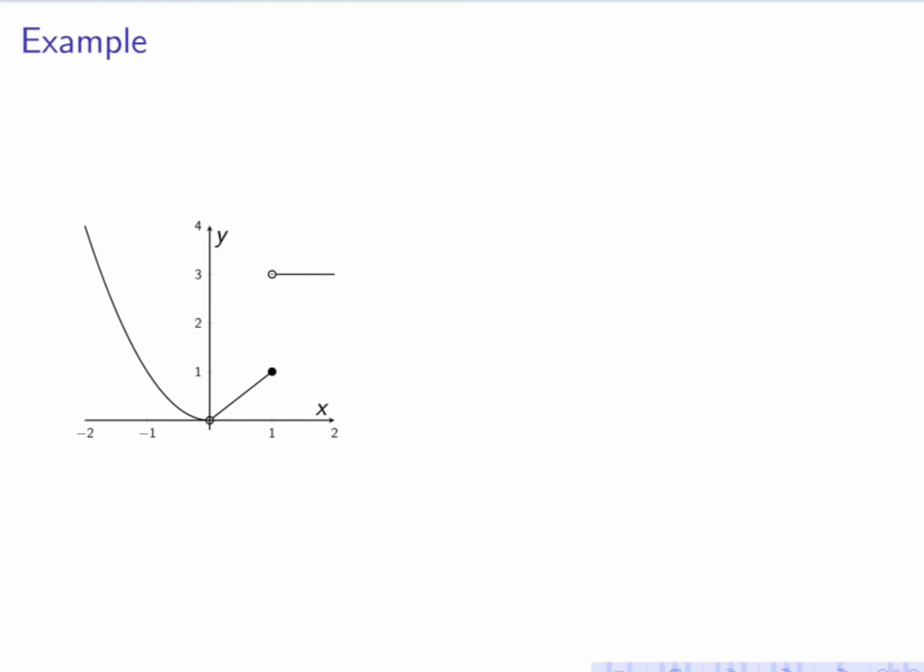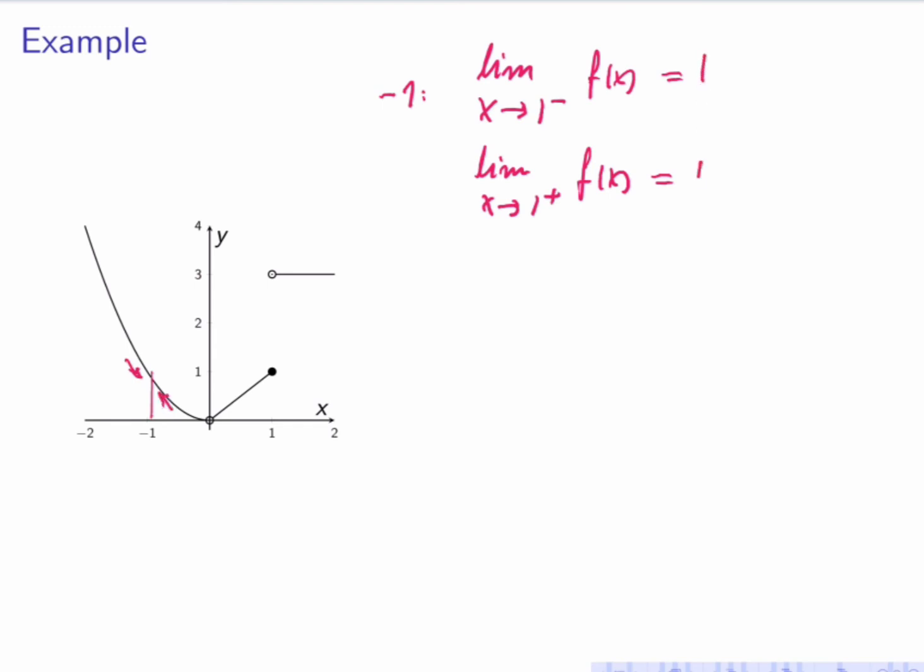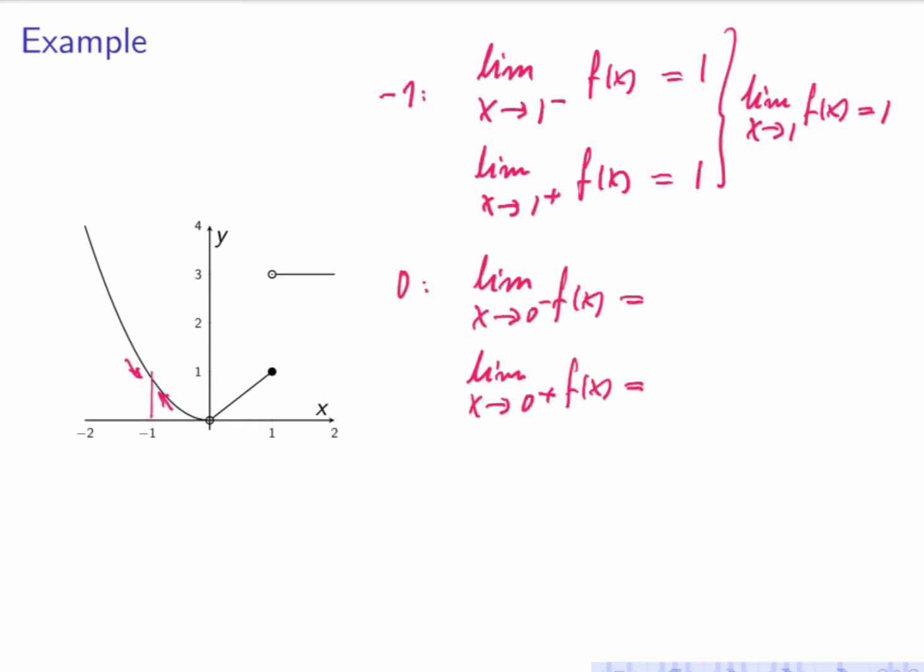In this example, let's do this for minus 1. Let's look at the left-sided limit, the limit as x goes to 1 minus. I come a little bit from the left, okay. And in the other case, I come a little bit from the right. And in either case, I converge to 1. So they are the same. So we say the limit exists. Let's look at 0. Okay, so here we see in both cases, we converge to 0. So these limits are the same. So we can say the limit as x goes to 0 is 0.